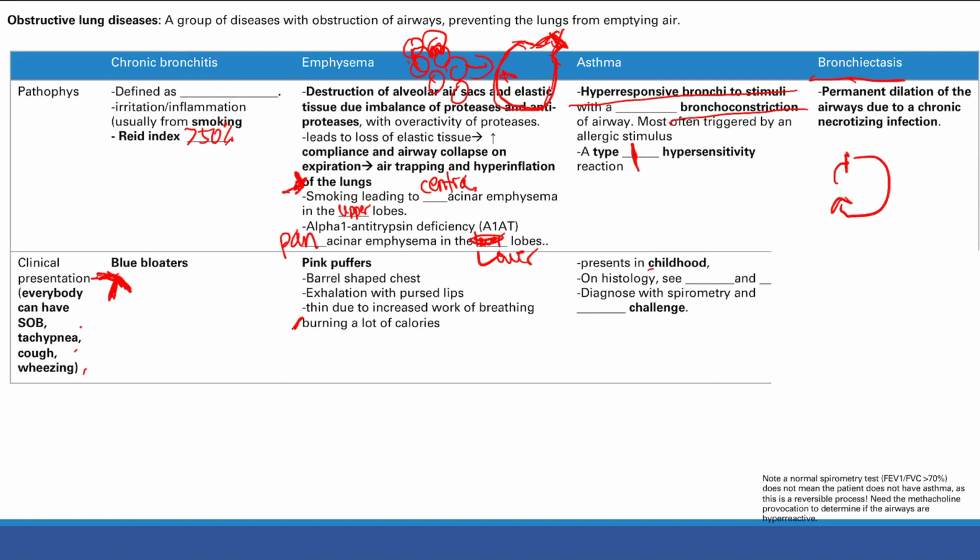Asthma presents in childhood, so if you have a kid with obstructive lung disease, he's a child, then it's probably asthma. Histology, what were the two key things you see on histology? Curschmann spirals, charcot-Leyden crystals. Okay, and how do we diagnose this? What was that test we use? We used methacholine challenge. Okay, and then finally, what was the key thing for bronchiectasis? What was that key defining feature that we'll see? Remember, it's a bunch of this nasty infection, so you're going to get foul-smelling sputum. Alright, so that's it for obstructive lung disease. Next, we're going to talk about restrictive lung diseases.